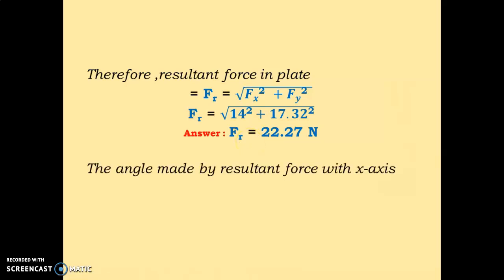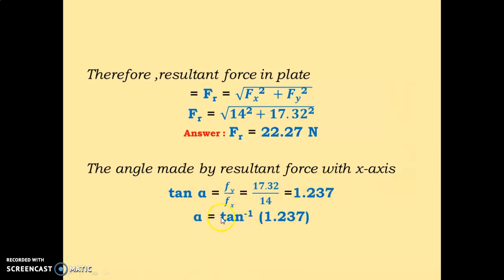The angle made by the resultant force with the x-axis: tan alpha is equal to Fy upon Fx. Fy is 17.32, Fx is 14. So tan alpha is 1.237, so alpha will be equal to 51 degrees. So the angle made by the resultant force Fr with the x-axis is 51 degrees. Okay, thank you. This is the end of the problem.